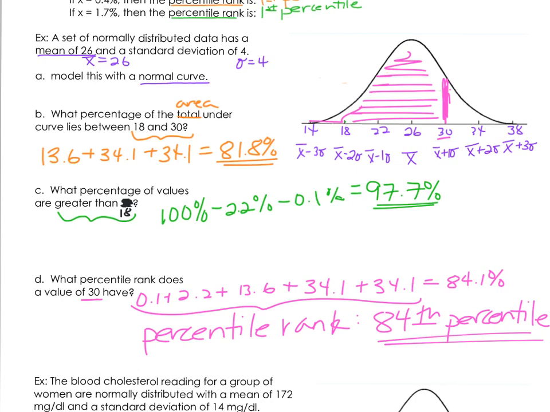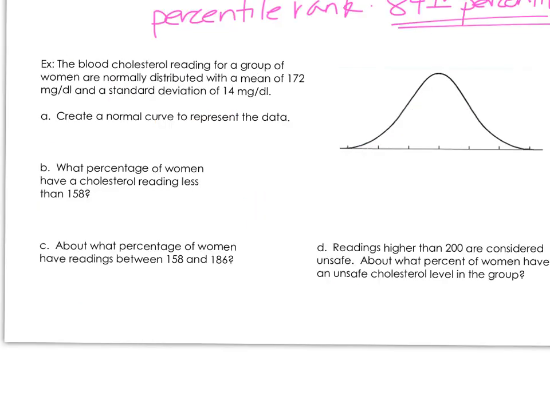Anyway, let's go on to the last example. We're just going to try one more normal curve example. It says the blood cholesterol reading for a group of women are normally distributed with a mean of 172 and a standard deviation of 14. So I'd like you to create the normal curve. Go ahead and draw that out on your paper and see if you can determine the data values for the X bar and then all the values to the right and left. Then determine what percentage of women have a cholesterol reading less than 158.